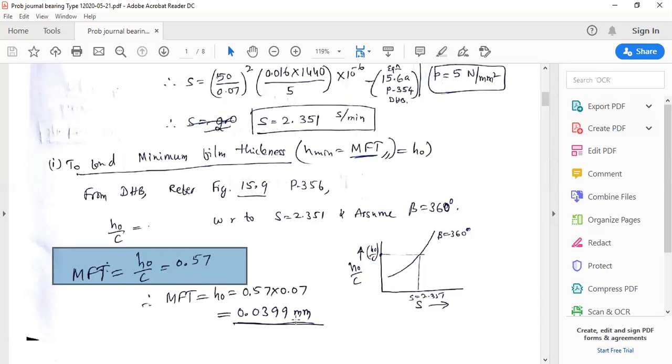This is what is called the minimum film thickness variable. It is not the minimum film thickness. H naught is what is required for us. Therefore H naught is equal to this value multiplied by C. So this C is to be taken here, so that we get the value of H naught, that is the minimum film thickness. So minimum film thickness is obtained here as 0.0399 mm.